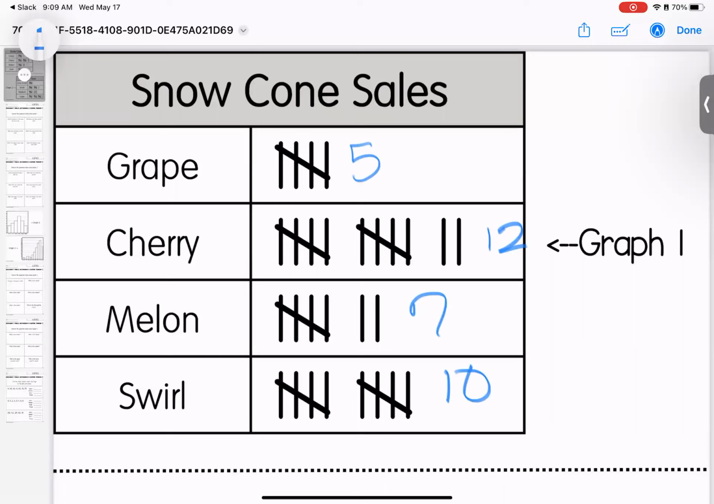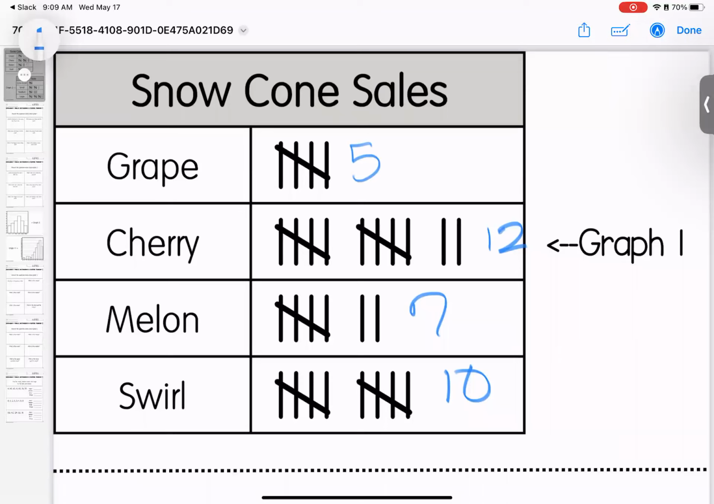So the first question, and I will label these on the page in just a moment, but we'll answer them looking at the graph first. List the frequency of snow cones sold. Well, we just did that. Grape was 5, cherry is 12, melon is 7, and 10 are swirl. Which one sold the least amount is going to be the grape. Which one sold the most amount is going to be cherry.